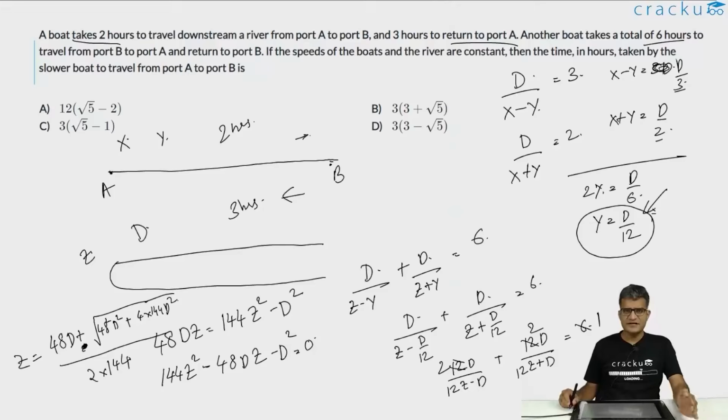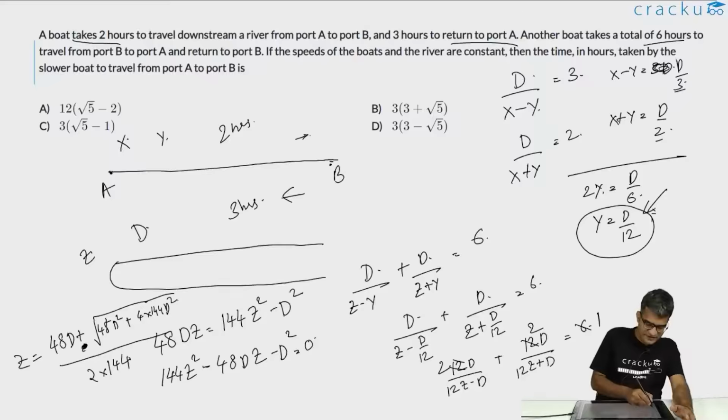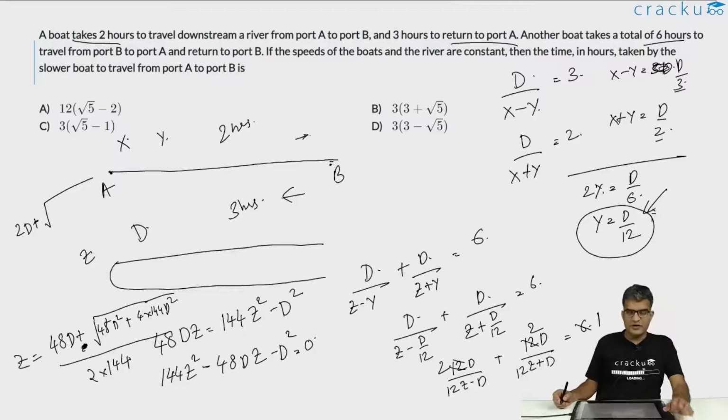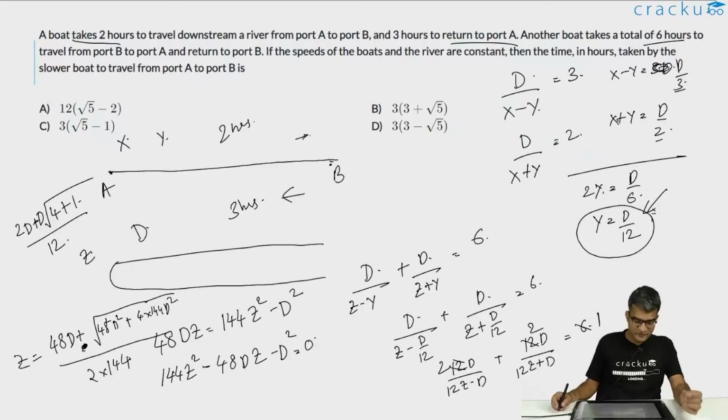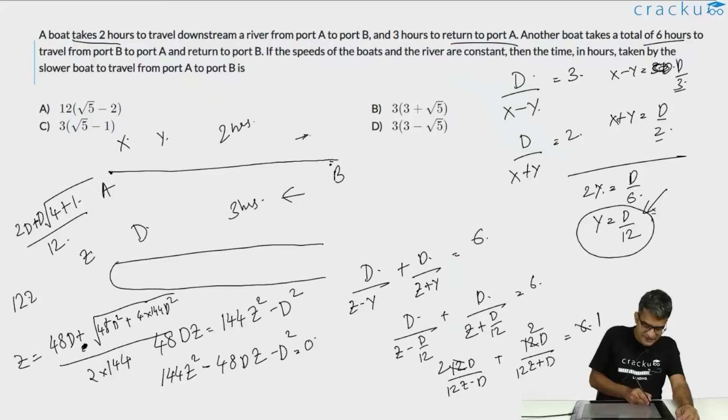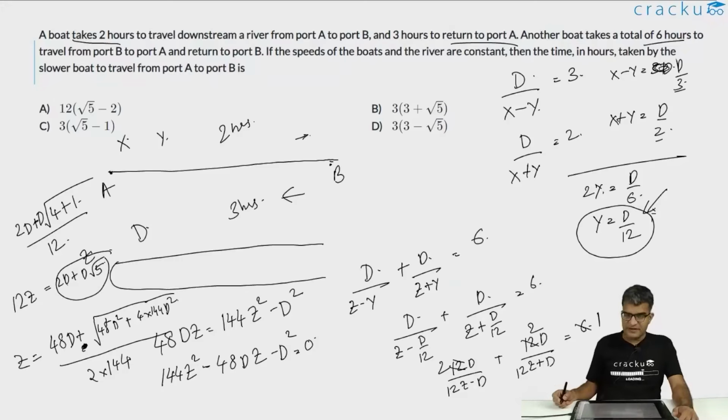You can simplify this. You can take 24 common in the numerator and denominator. So if you take 24 common, the value of z will be 2d plus square root of, you are removing 24 square from the square root, so you take d also out, 4 plus 1, divided by 2 into 144 divided by 24, which is 12. Essentially the value of 12z is equal to 2d plus d root 5. And we are only looking for the value of 12z because we want to know the time that it takes to go from A to B.